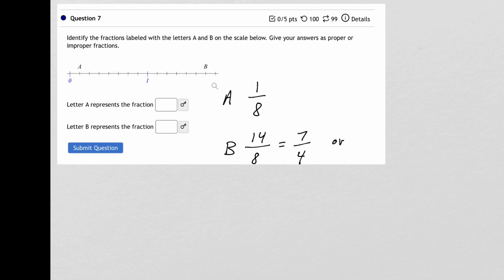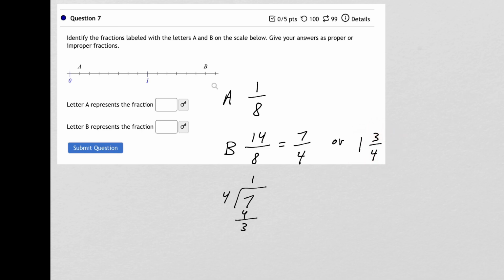Or if you want, write it as a mixed number. So if I divide 7 divided by 4, this is 1, remainder is 3. This is going to be 1 and 3/4. And again, that makes sense, right? It's 1, and then it's 6 out of 8, so that's 3/4.